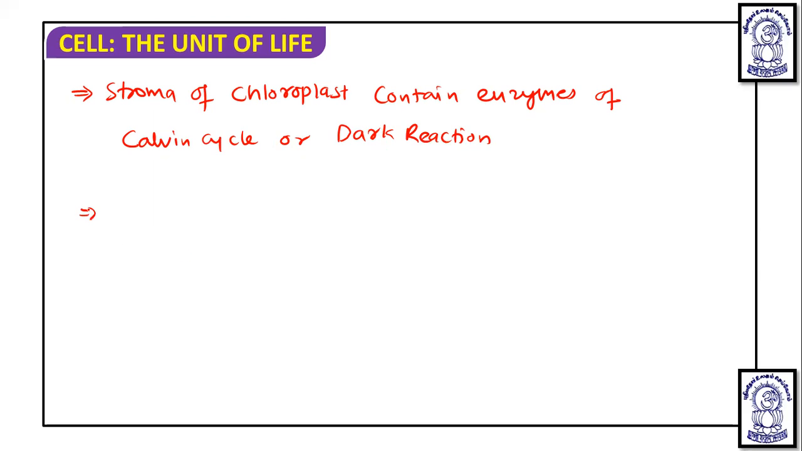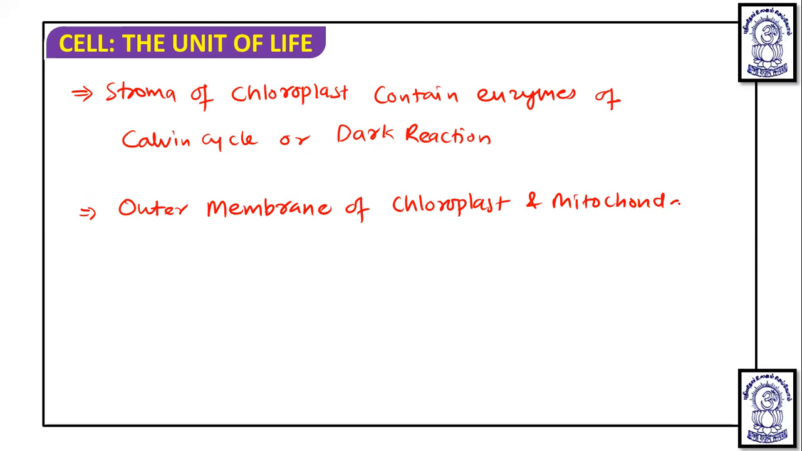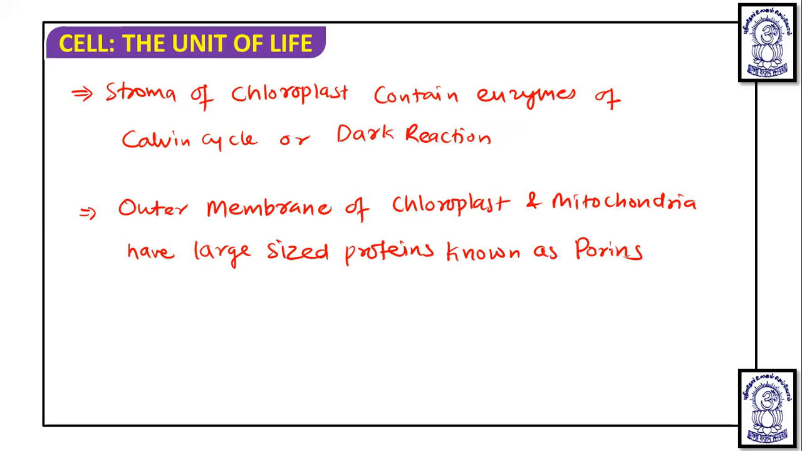Now we remember one more important point, that the outer membrane of the chloroplast and mitochondria, which we have already discussed, has large-sized proteins known as porins, and these porins are so large that they can allow the transport of some small proteins as well.